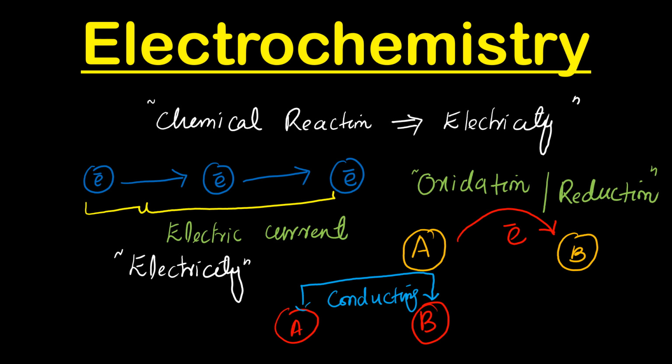And when an oxidation reduction reaction takes place, the electron from atom A will flow through the wire in the direction toward atom B, and in this way electricity will be generated or caused by the oxidation reduction reactions between two different chemicals.